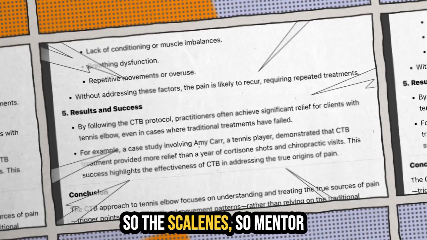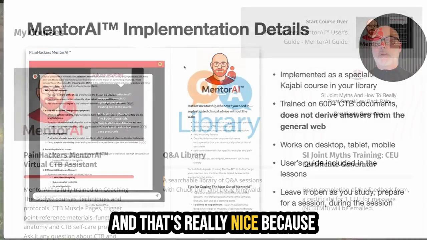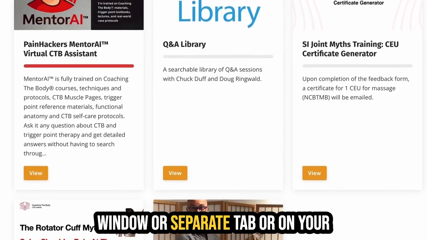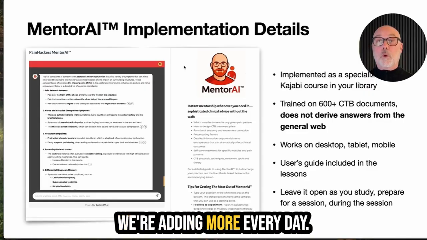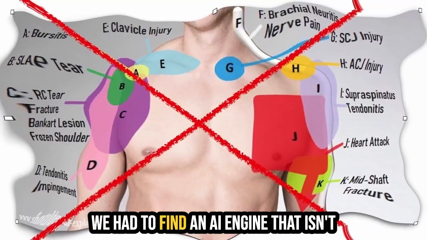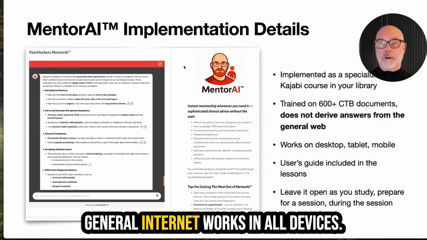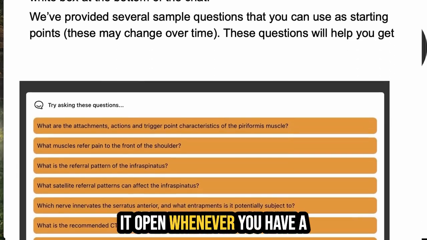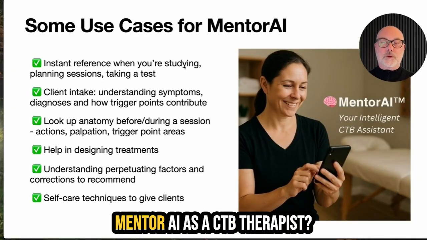So the scalenes. So Mentor AI is implemented as a course in our Kajabi course library. And that's really nice because it'll be sitting there along with all of your other courses. You can open it up in a separate window or separate tab or on your phone or however you want to use it. So the training is very deep already. We're adding more every day. It does not derive answers from the general web. So that's really important to us. We had to find an AI engine that isn't going to go out and synthesize all of that injury garbage from the general internet. Works in all devices. We give you a full user guide. You can just basically leave it open whenever you have a question, even during a client session, which is really terrific.